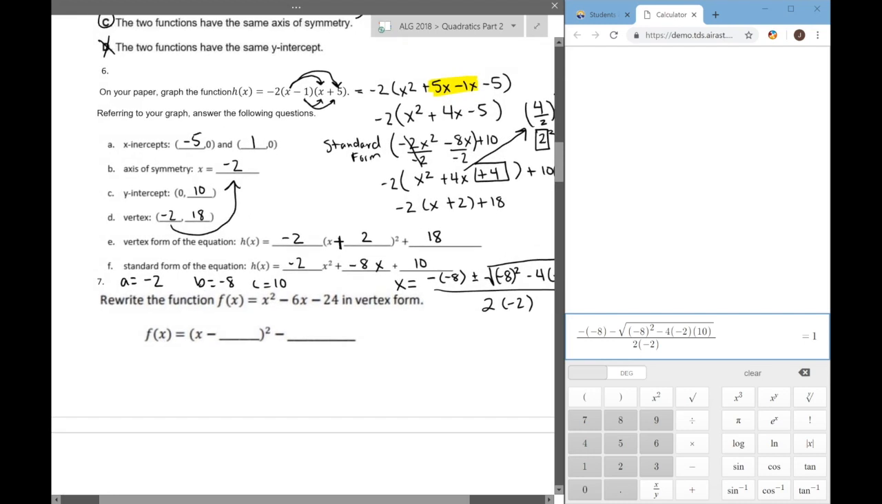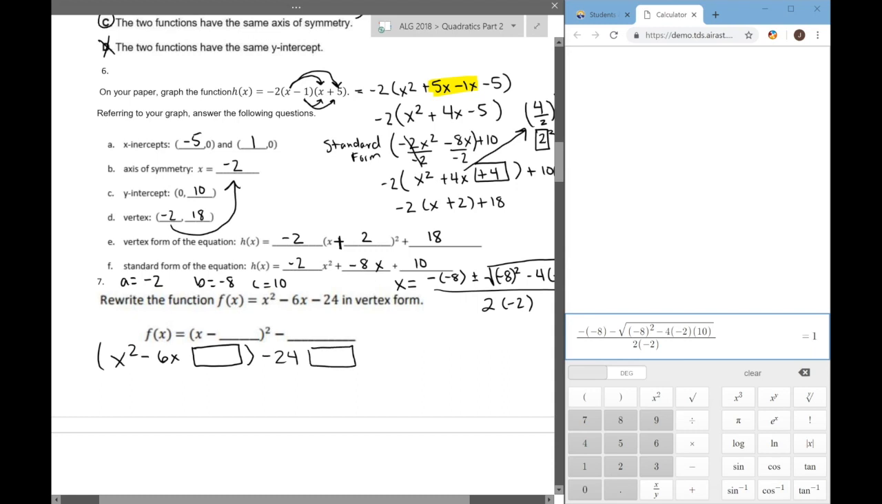Okay, the next one: rewrite the function f of x equals x squared minus 6x minus 24 in vertex form. So we kind of just did that. This one's going to be even easier because we don't have to divide anything by the number in the front. So I'm going to take x squared minus 6x and put that in the box right there. The only thing that's left is negative 24. Then I'm going to put a box right there.